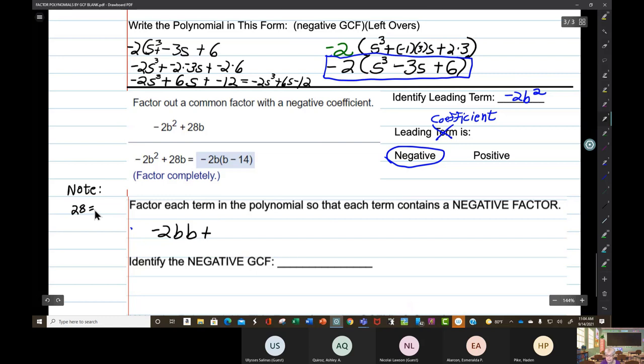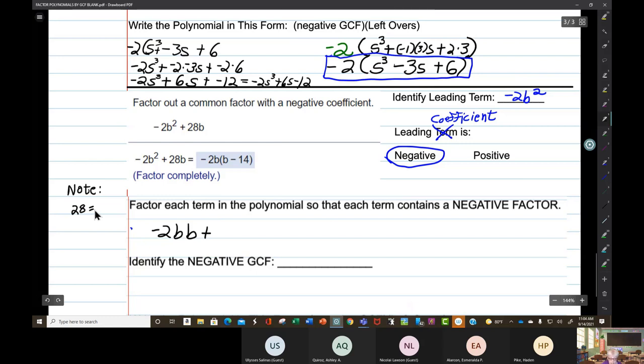Now, the GCF is going to be negative 2, both of these terms now contain a negative 2, and they both contain a b. So our negative GCF is negative 2b. And now I'm going to mark them out. Mark, mark, mark, mark. Now, I'm going to write the polynomial in that form eventually, but right now I want to clean this up.